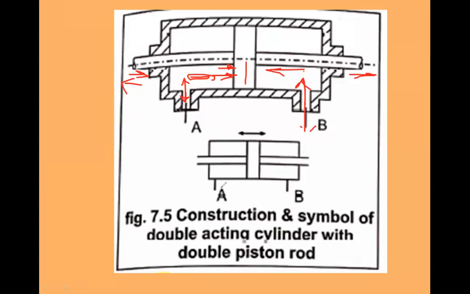And you can check the symbol also. Two cylinder lines are there, two ports I have shown here, the piston, and the motion of the piston is shown by this arrow, and piston rods are there on both sides. So this is the schematic diagram of your double acting cylinder with a double piston rod. Please draw this also. Then I will show another video of this, wait, I will show it immediately.